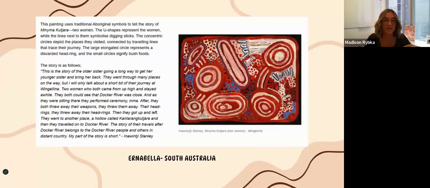in the sand. Next to the woman is the digging stick, that one line that women would use. It talks about the traveling lines that we can see. The large elongated circle represents discarded head rings, so unpacking that information. Then I would look at the story and what the story is about. Again, it's totally okay to use this because this is out in the public.